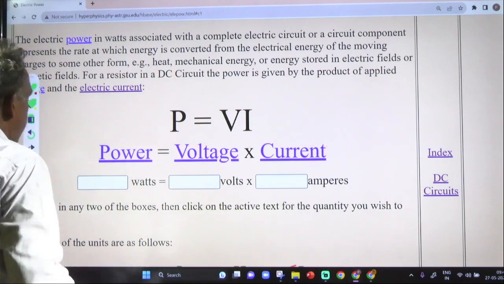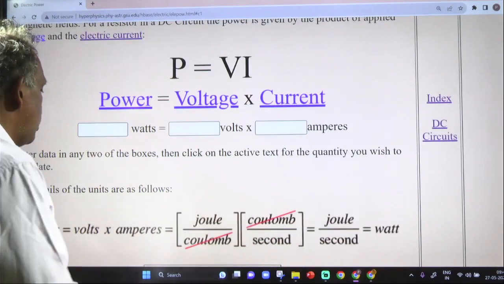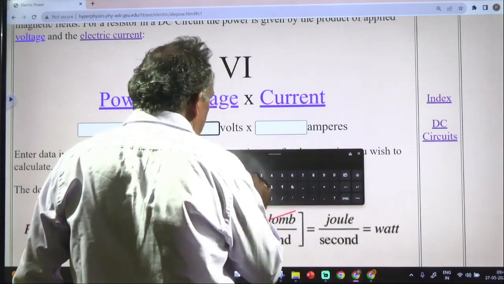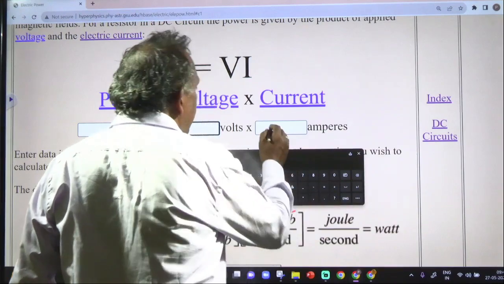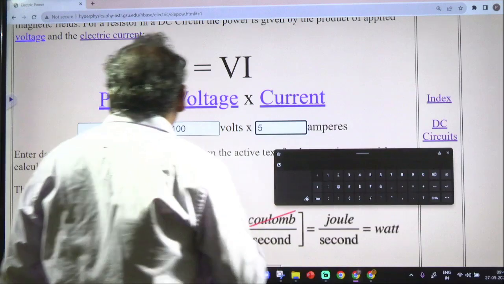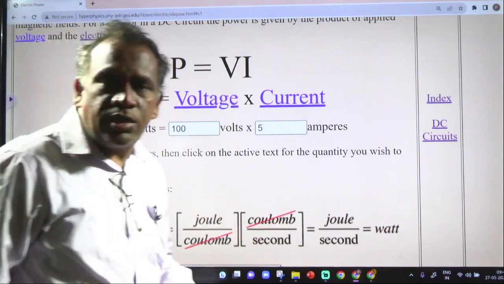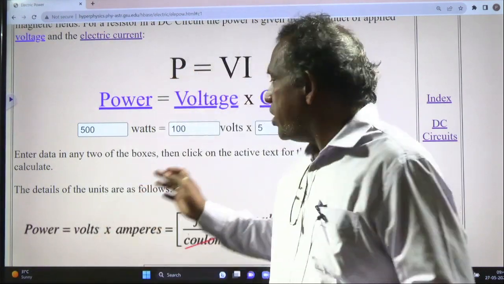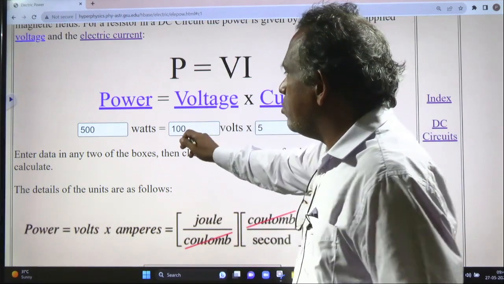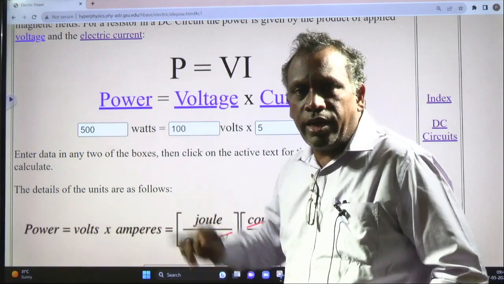Coming to the problem here, let us take a voltage of 100 volts and current is 5 amperes. Then what will be the power? The power is equal to 100 into 5, 500 watts. Simple. Power is nothing but voltage into current. Voltage is 100 and current is 5, 100 into 5, 500 watts.